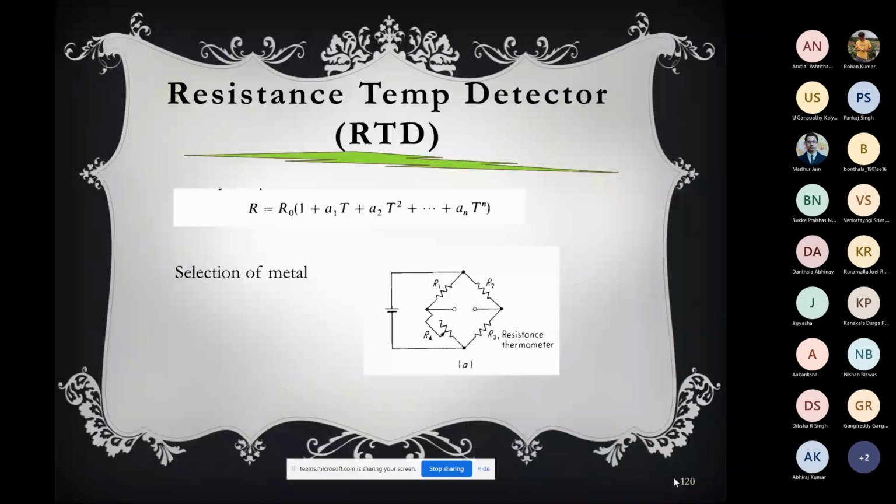Characteristics must be preferably linear. Although I've shown the figure here, if such a material exists which we can approximate as linear, or which has a good linear temperature versus resistance characteristic, that material should be used.